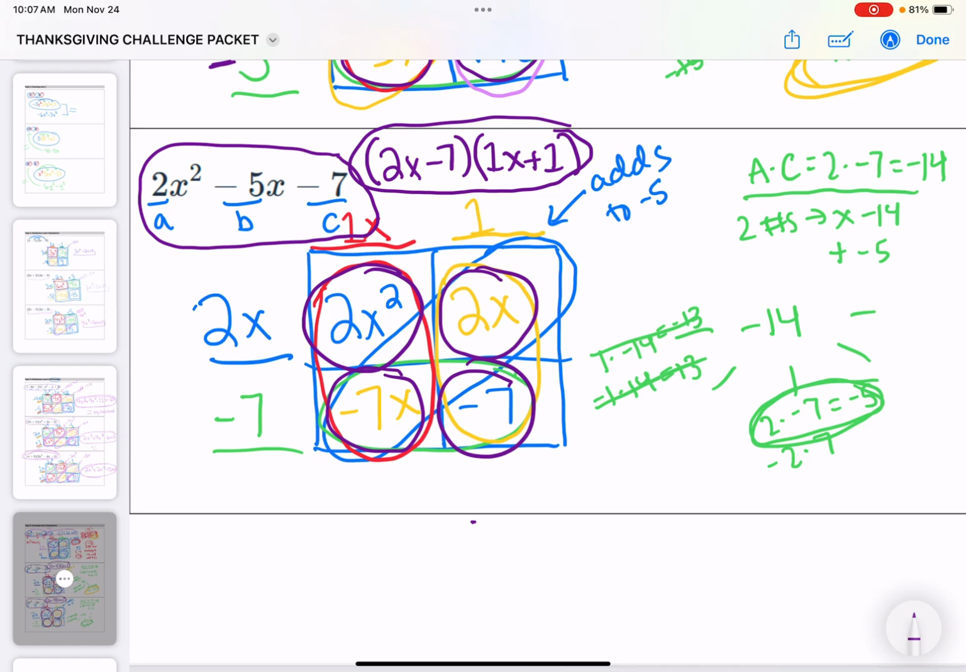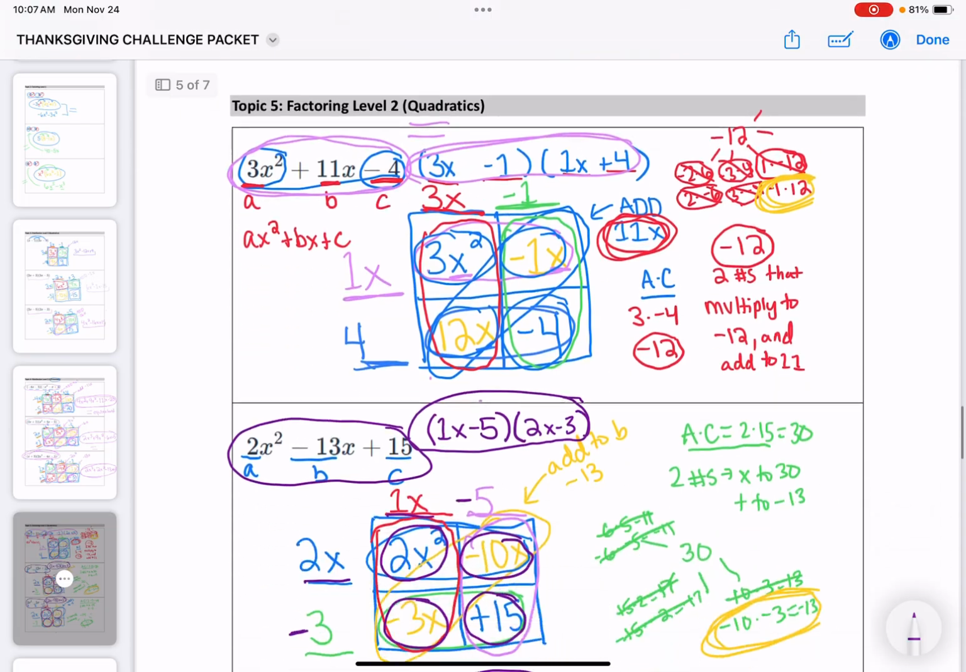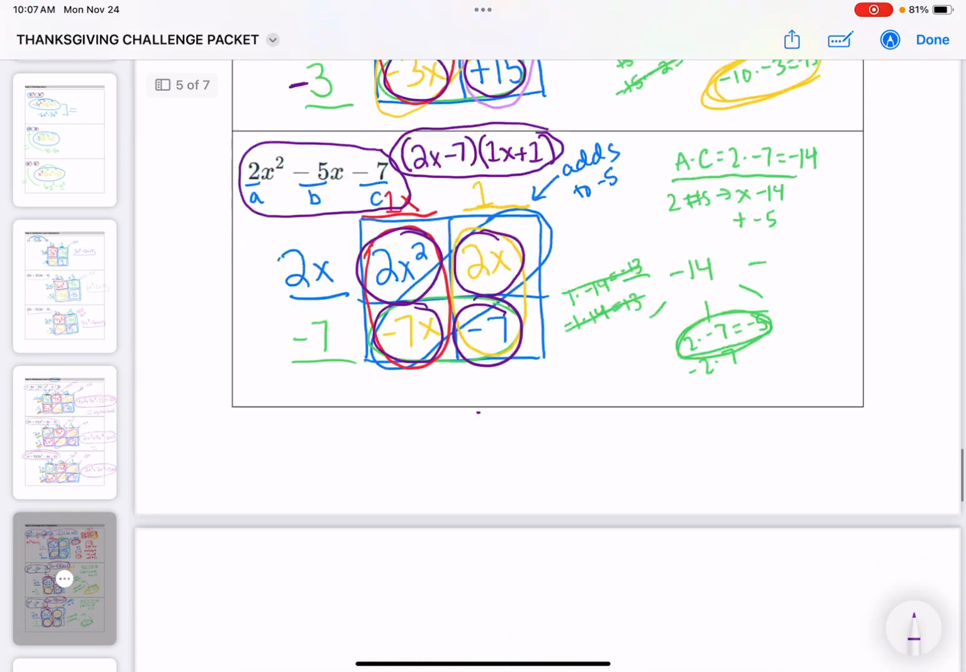Don't be stressed about this one. Again, it's the most challenging. Give it a shot. If you can't figure it out, I'll still give you credit for trying. Just show your work. Good luck.